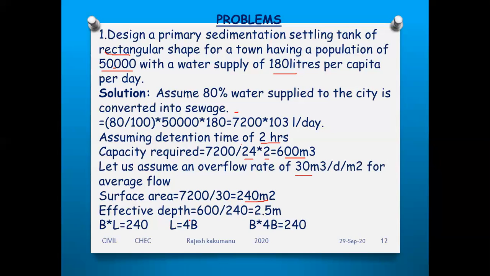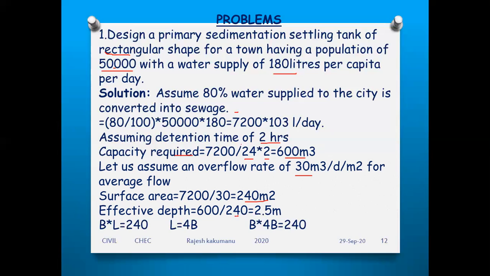Next, what is the effective depth? The capacity required is 600 meter cube. So the capacity means the volume, and the surface area is 7,200 divided by 30, which is 240. Next, the effective depth is 600 divided by the surface area, 240. So the effective depth is 600 divided by 240, and you get 2.5 meters. The depth is 2.5 meters.